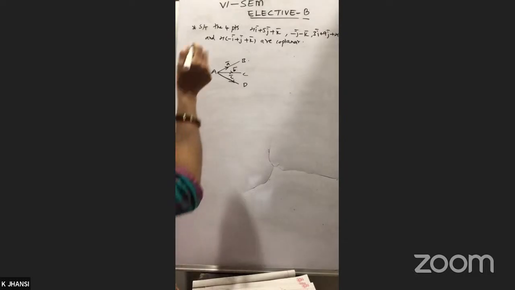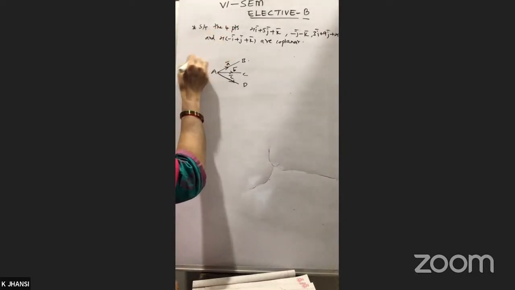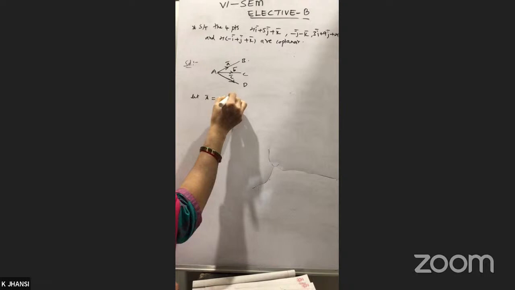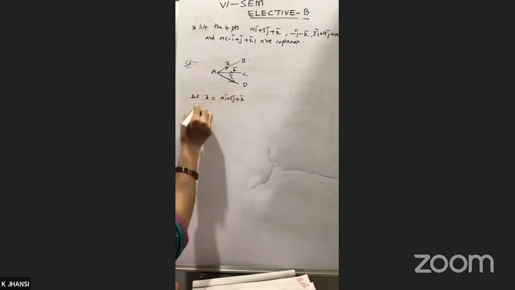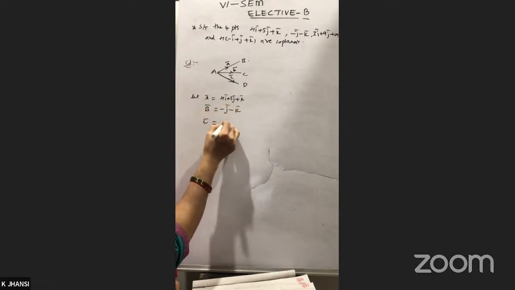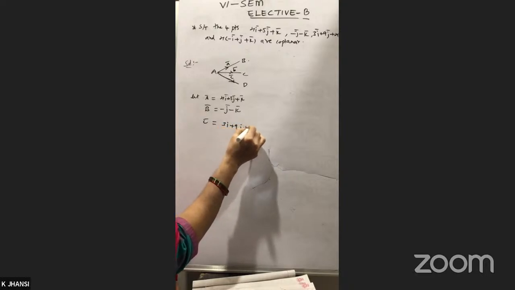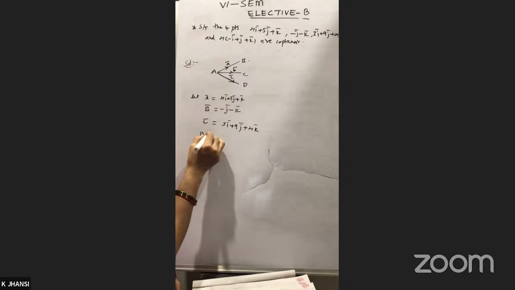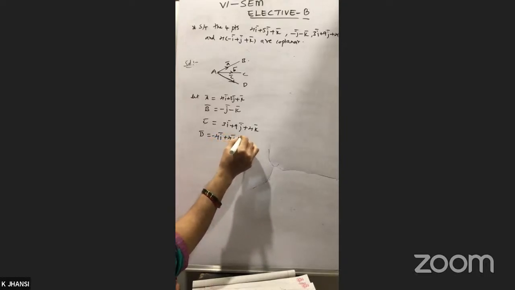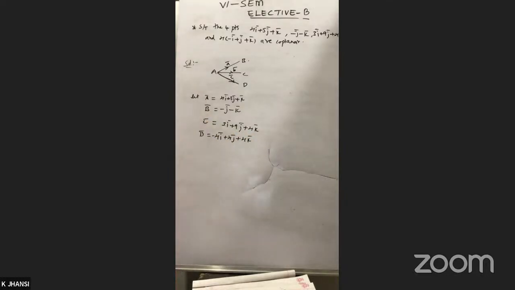Here you can take let vector A equals 4i + 5j + k. B vector equals -j - k. C vector equals 3i + 9j + 4k. Now vector D, we can take it as -4i + 4j + 4k, if you multiply with 4. So whatever 4 points are there, you are taking them as A, B, C, D.